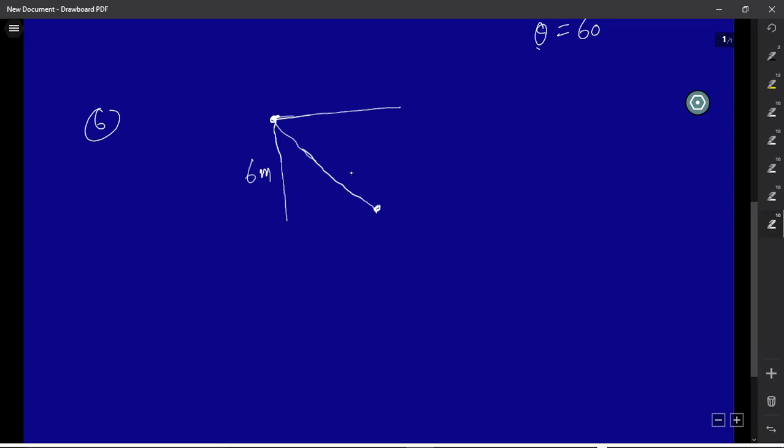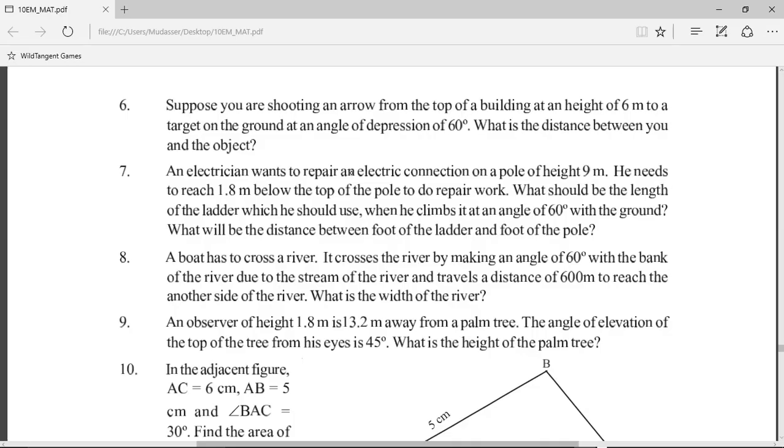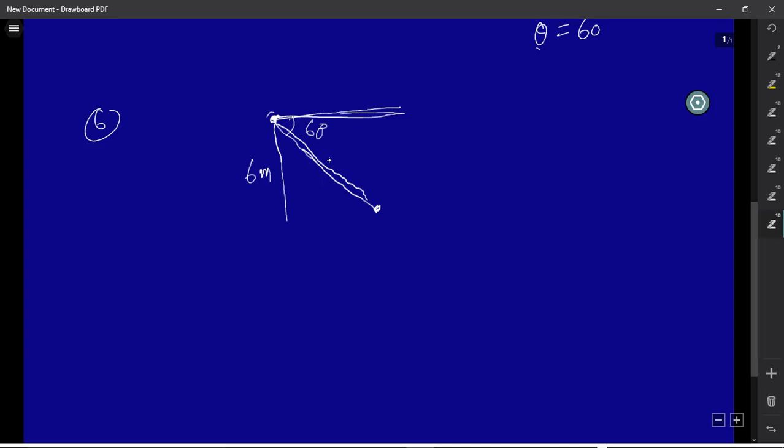Okay? The angle between this horizontal line and this line of sight is known as the angle of depression, and the angle of depression is given as 60 degrees. What is the distance between you and the object? This is me, and this is the object, right? So I'll have to find out this distance. Let me just join this. This becomes a right angle triangle. I'll name it A, B, C. So we have to find out the value of AC. Now you just have to remember that this line here and this line here are parallel, and this actually becomes a transversal.